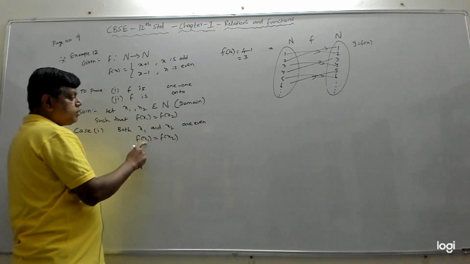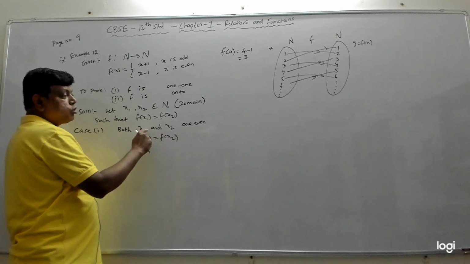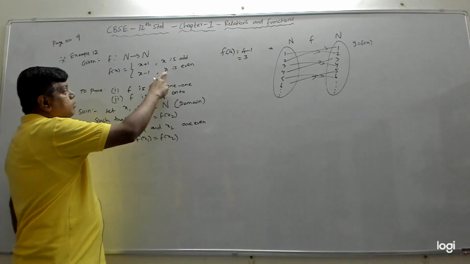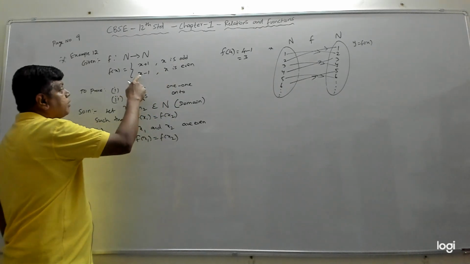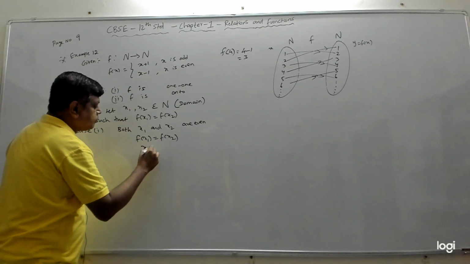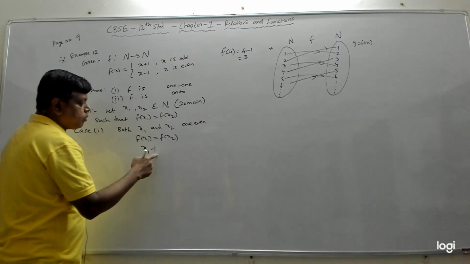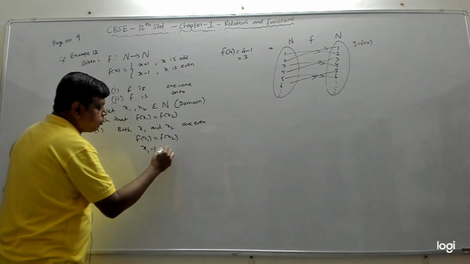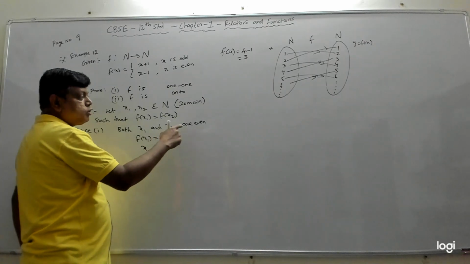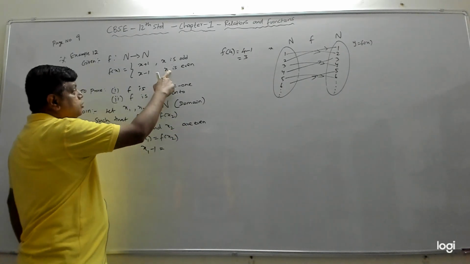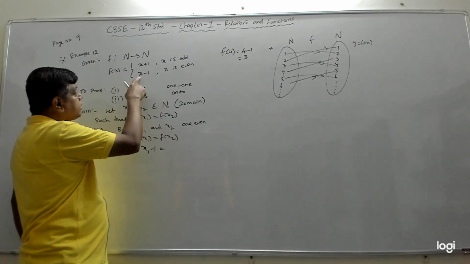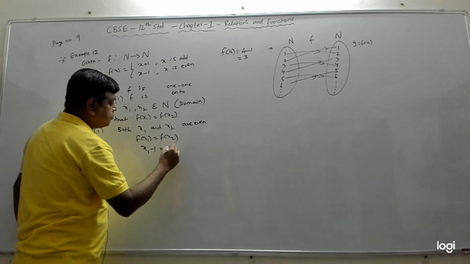I know x1 is even because we have taken the case where both are even. So x1 is even. x1 is even means my f of x1 will become x1 minus 1. If f of x is x minus 1, f of x1 will be x1 minus 1 equal to f of x2, we have to find. x2 is also even. So x2 is even. Therefore, my f of x2 will be x minus 1, means x2 minus 1.